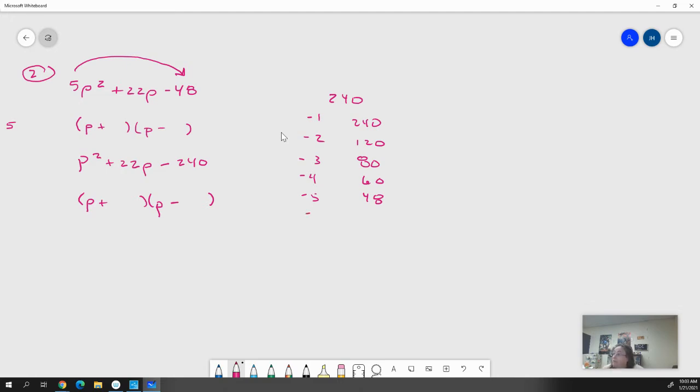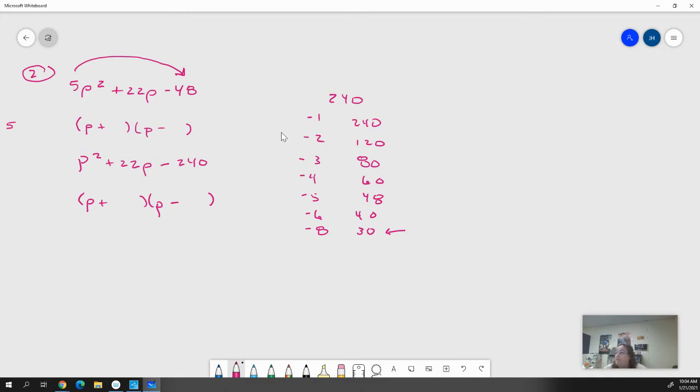Negative 6 times 40. Negative 7 doesn't work. Negative 8 times 30. Well, 30 minus 8 is 22, so I found my factors that work. 30 minus 8 is 22, and that's the number we're looking for. If I tried this one, I'd get 239. If I tried this one, I'd get 118. If I tried this one, I'd have 77. If I tried this, I'd have 56. If I tried this, I'd have 43. If I tried this, I'd have 34. But 30 minus 8 is 22, and that's what we're looking for.